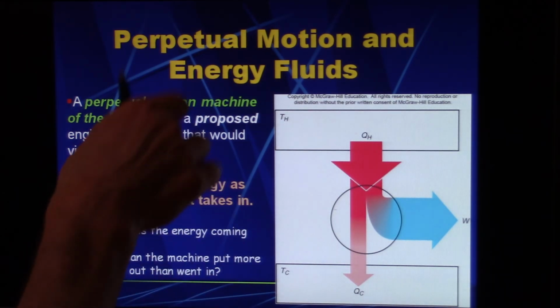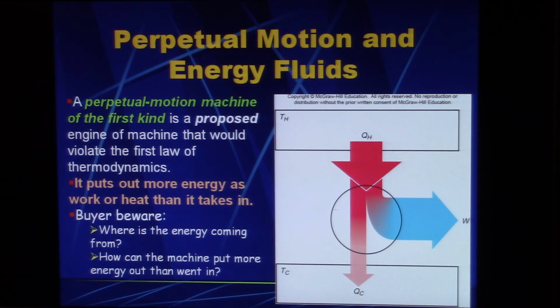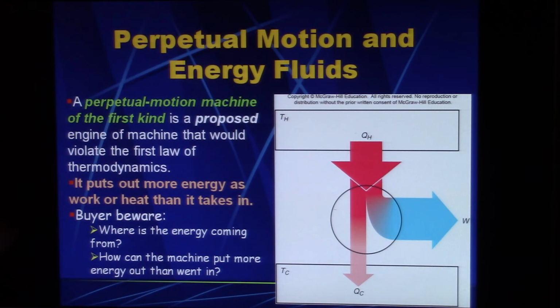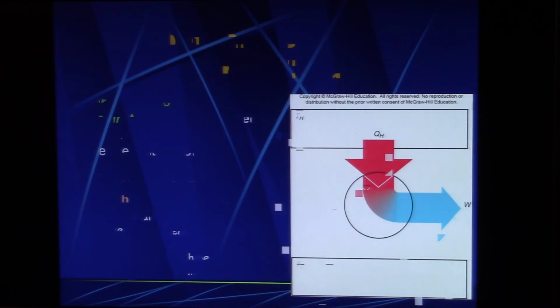Yeah, they talk about first kind and second kind. We're not going to worry about that. We're just going to worry about any kind. Any kind of system where you're getting more work than you put in, that's perpetual motion. We're not going to worry about first kind and second kind. We're going to worry about any kind, right?